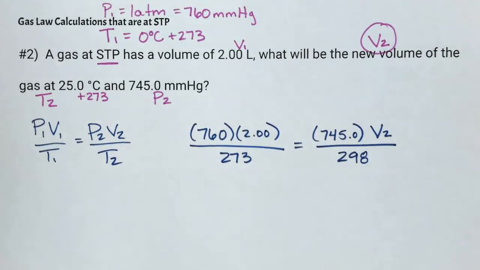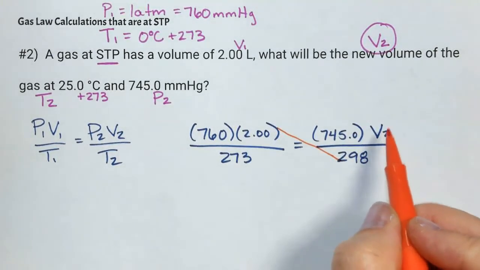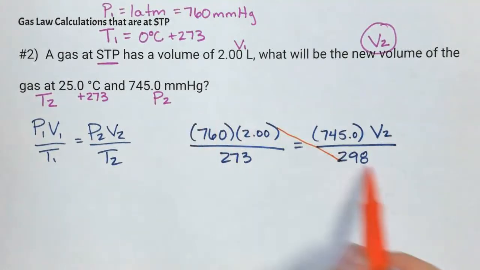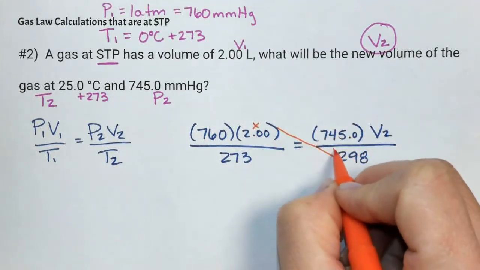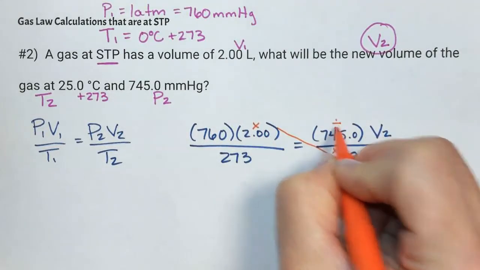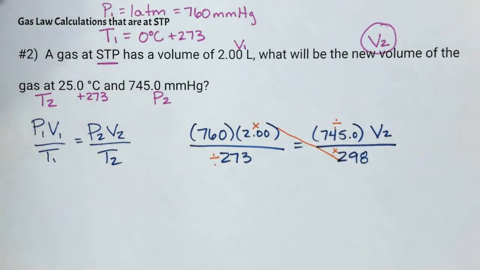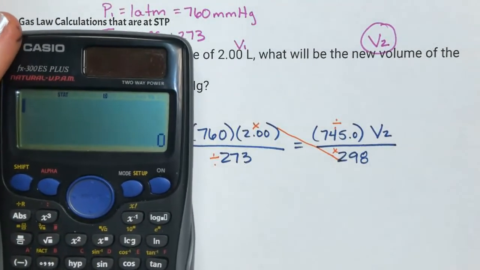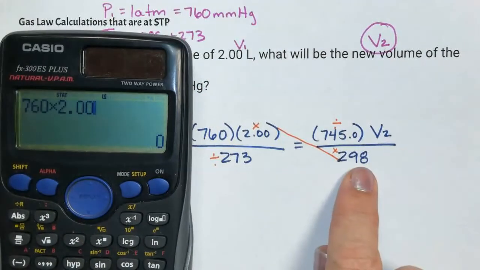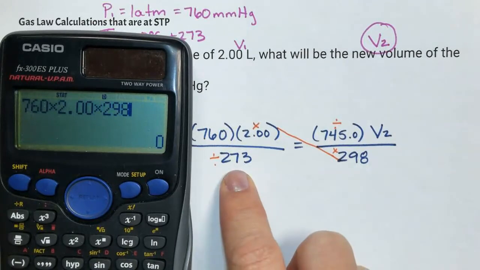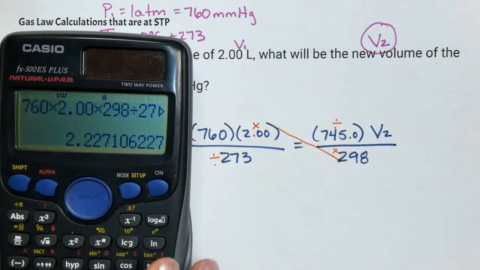So now, in order to type this into my calculator, you're going to start your cross here. Remember, if my variable is this, then I want to start with everything that does not include my variable. It's 760 times 2.00 times 298, and then I'm going to divide by the two things associated with my variable, which is the 745 and the 273. So when I type this into my calculator, I'm going to have 760 times 2.00 times 298, and then I'm going to hit divided by 273 divided by 745, and I get this as my answer.